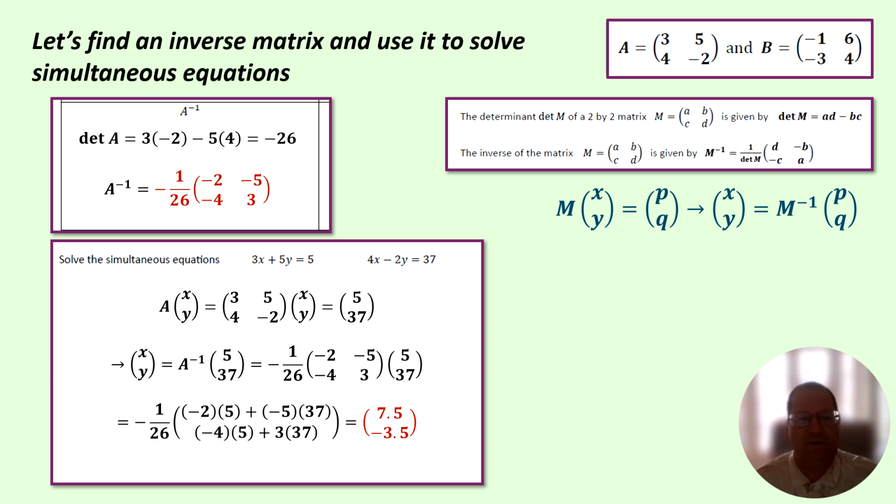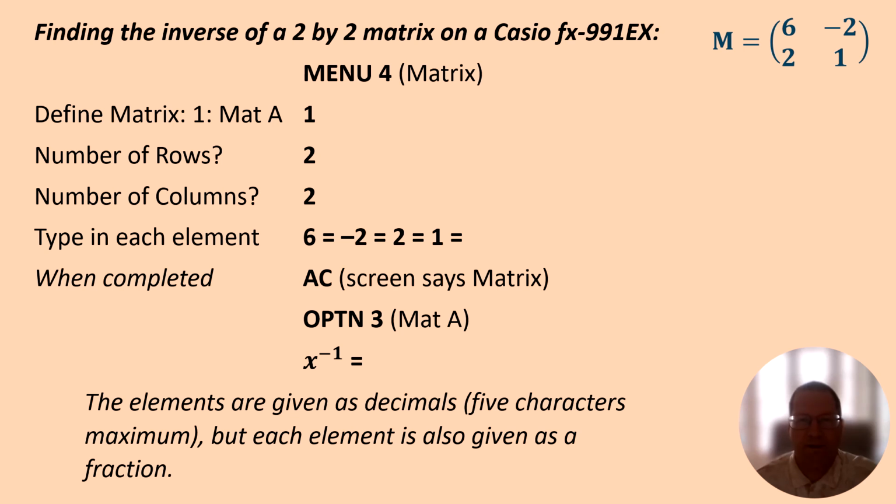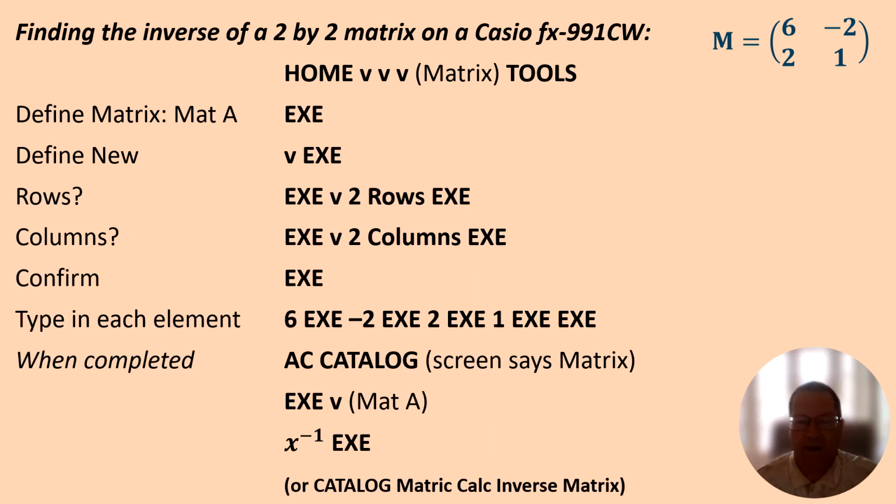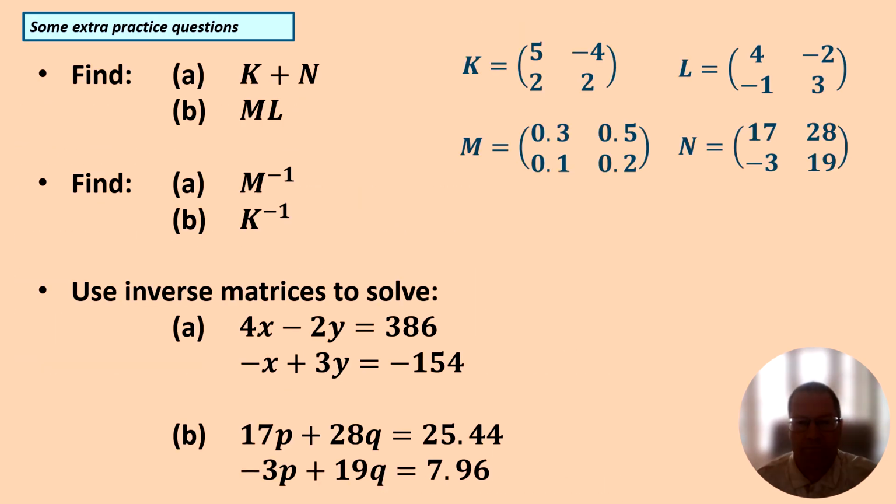Then if we times that by (5, 37) in the rectangle at the bottom, we end up with answers of 7.5 and minus 3.5, and you can check them in the traditional way to see if they are correct. You can use your calculator to find inverse matrices, so you could pause the video here for the FX991EX, and this is how you would do it on the FX991CW.